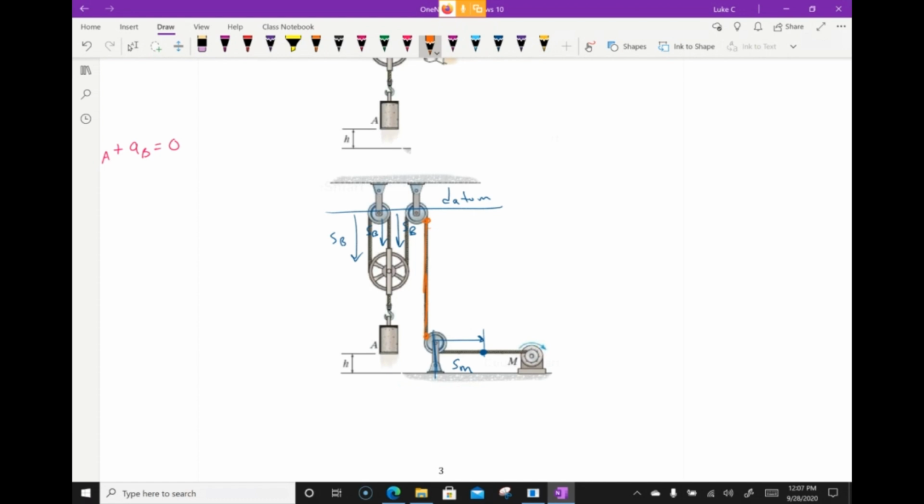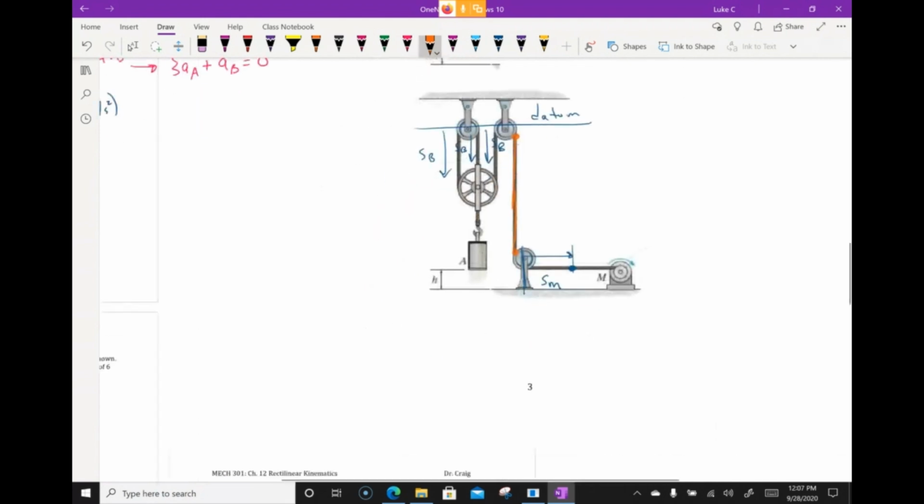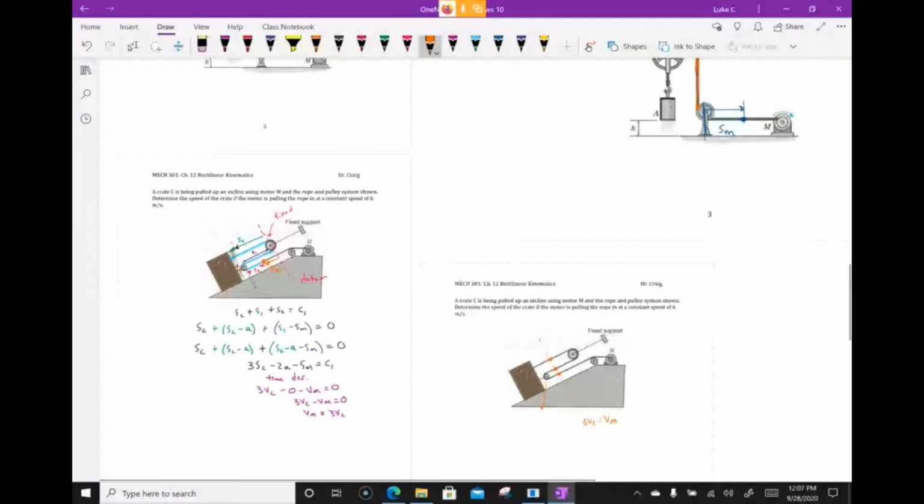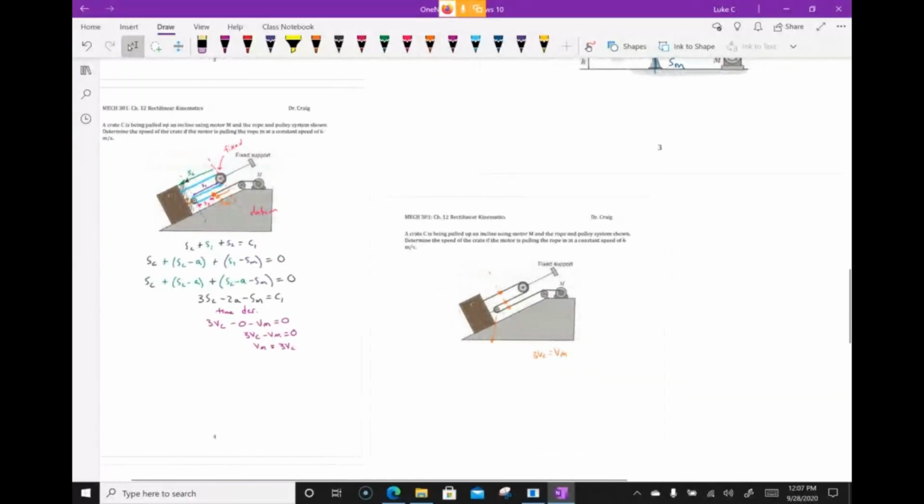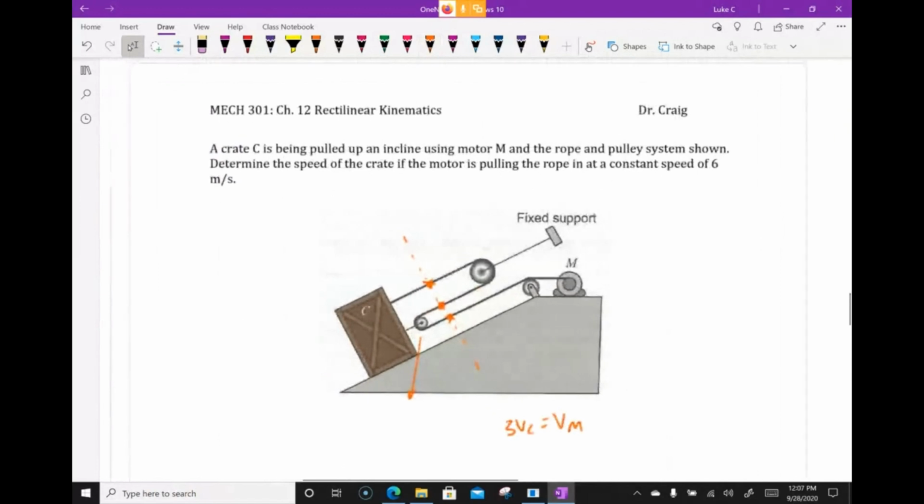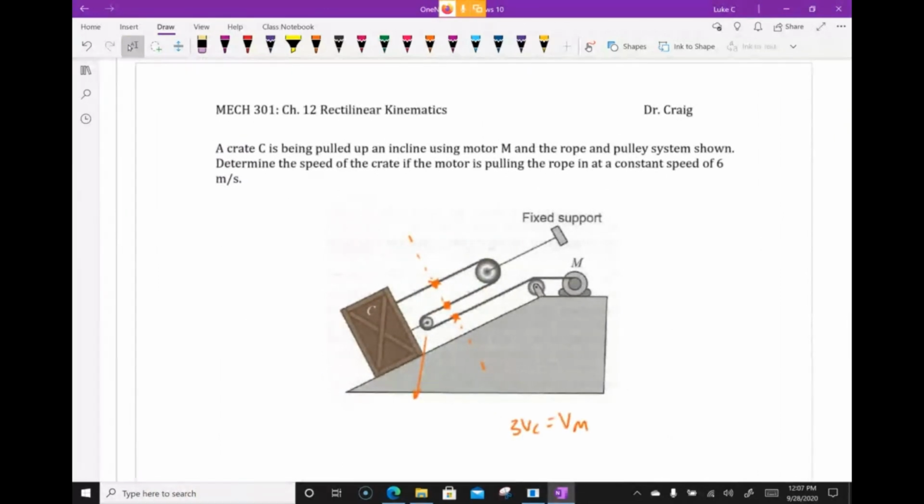So there are multiple ways you can look at a particular problem and define your datum, and you just have to pick one. You make sure your datum is on a fixed position though. Don't put it on a movable section. And we looked at this one, and I showed you the long way and then the shortcut way, where if you cut above the movable pulley sections and count the number of sections, that will give you your ratio.